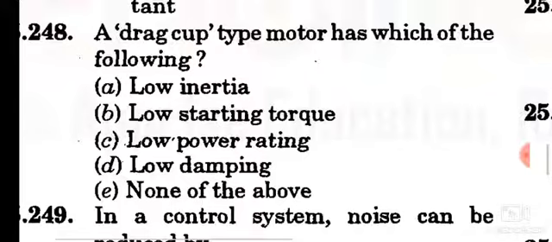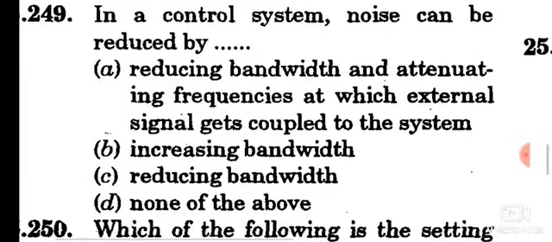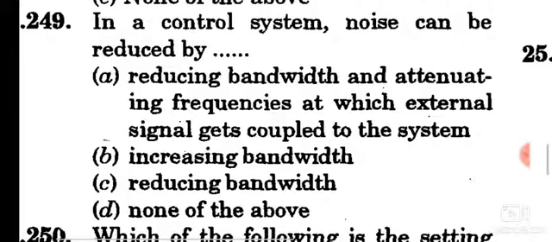Question number 248. A drag cup motor has which of the following? Option A, low inertia. Question number 249. In a control system, noise can be reduced by option A, reducing bandwidth and attenuating frequencies at which external signals get coupled to the system.